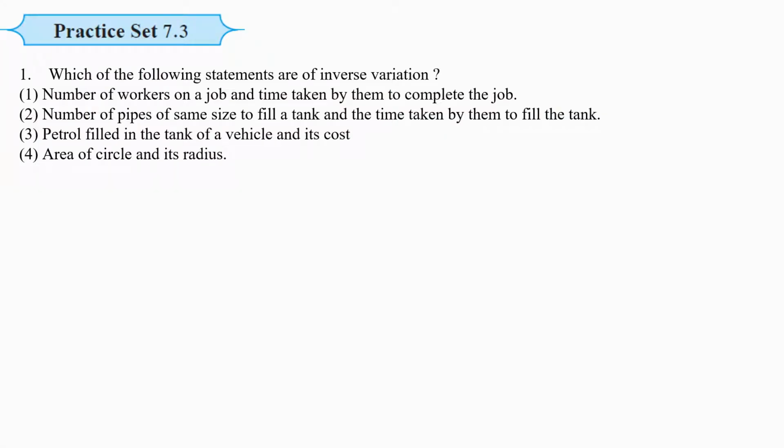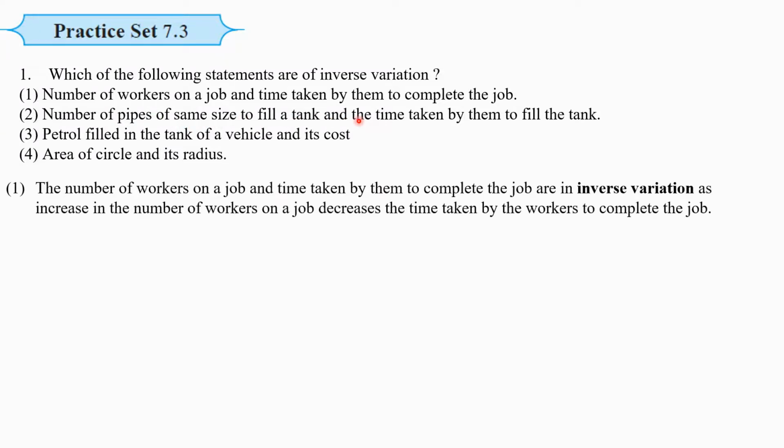Practice set 7.3, first sum. Which of the following statements are of inverse variation? The first one is number of workers on a job and the time taken by them to complete the job. The number of workers on a job and the time taken by them to complete the job are in inverse variation, as an increase in the number of workers on a job decreases the time taken by the workers to complete the job.